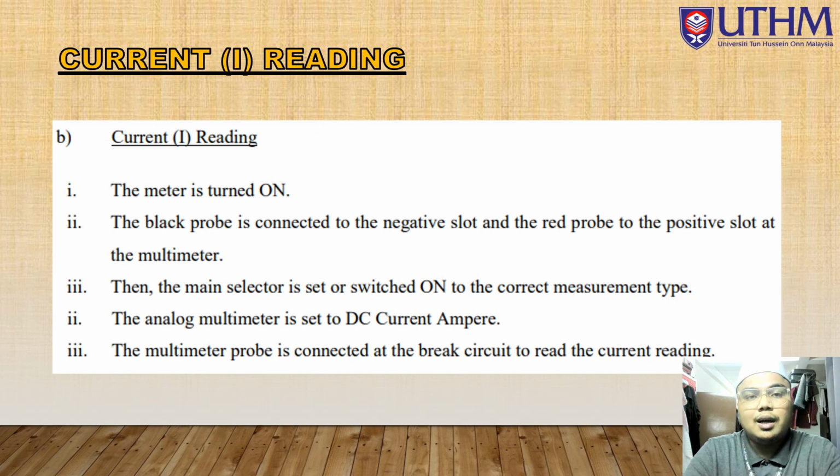Next is how to measure the current reading. Okay, first the meter is turned on, the black probe is connected to the negative slot while the red is for the positive slot. Okay, then the main selector is switched to the correct measurement type. There is a button in the middle, we just turn it to the current. Okay, then the analog multimeter is set to DC current. Next, the multimeter probe is connected at the break in the circuit to read the current reading.